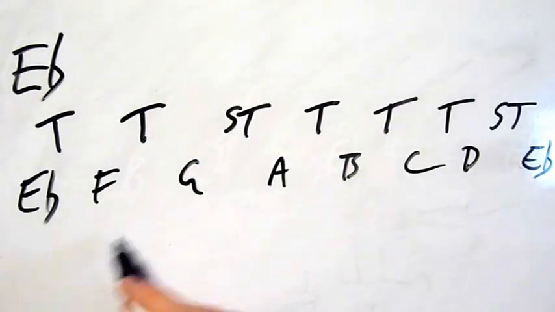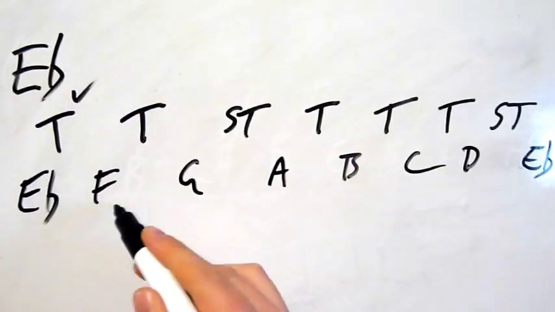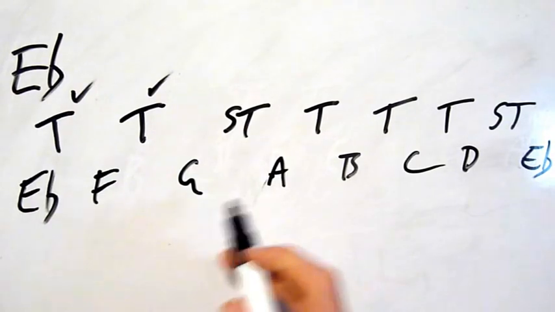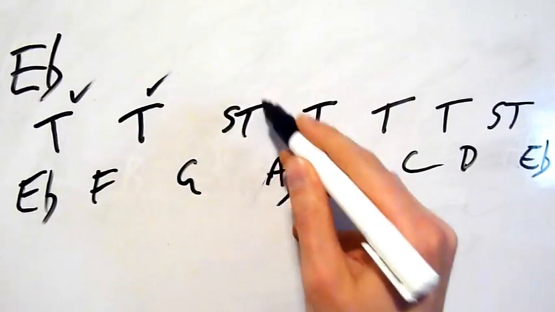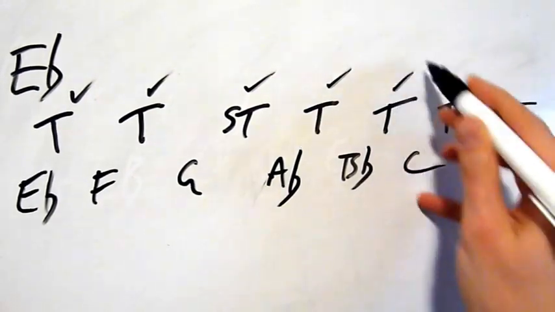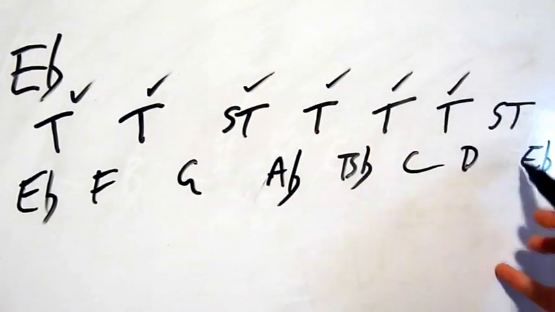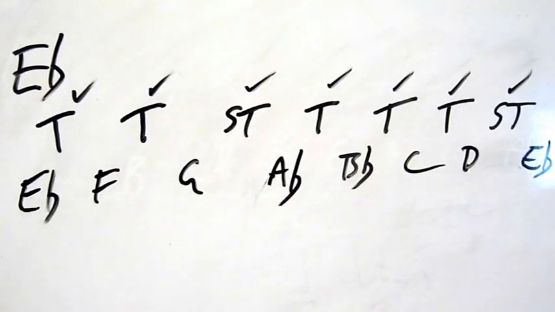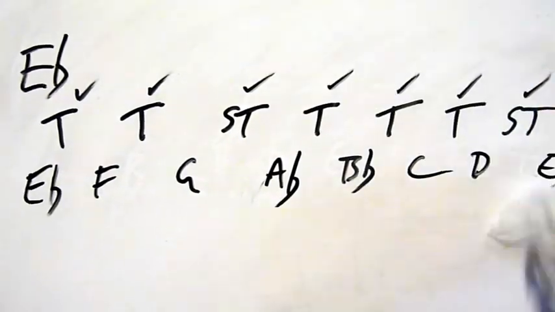E to F is a tone, F to G is a tone, G to A should be a semitone, so A flat. A flat to B flat is a tone, B flat to C is a tone, C to D is a tone, and D to E flat is a semitone. Easy.